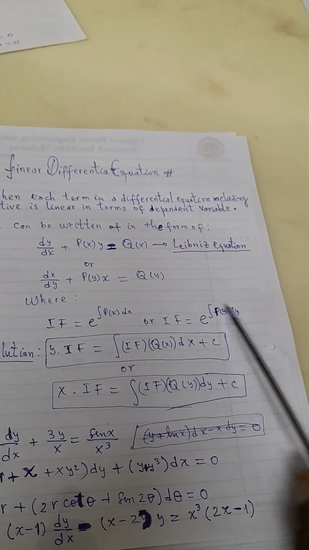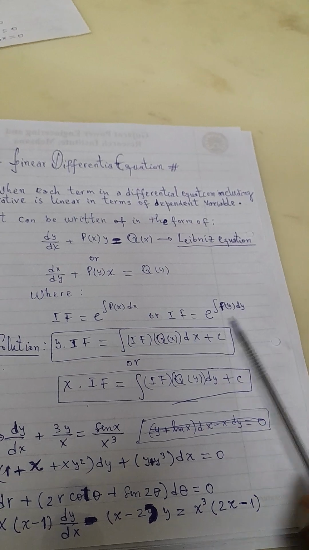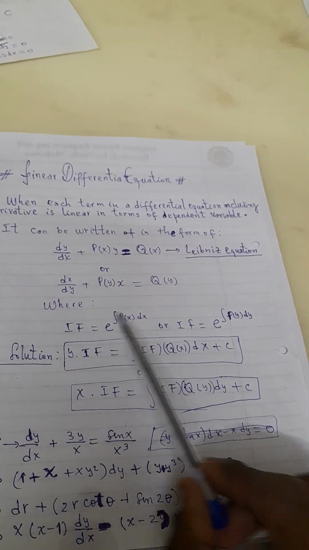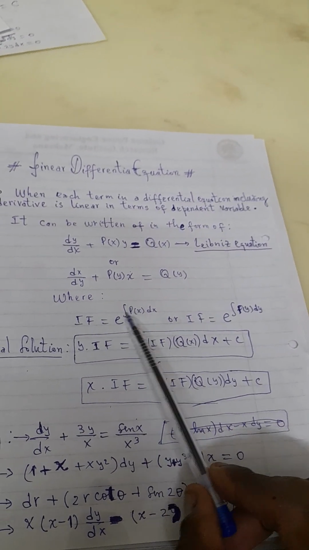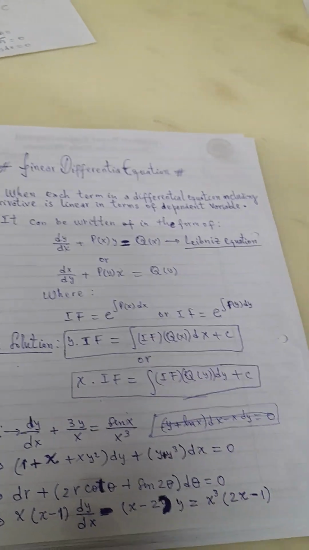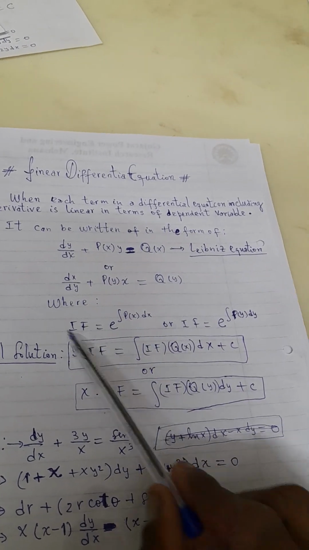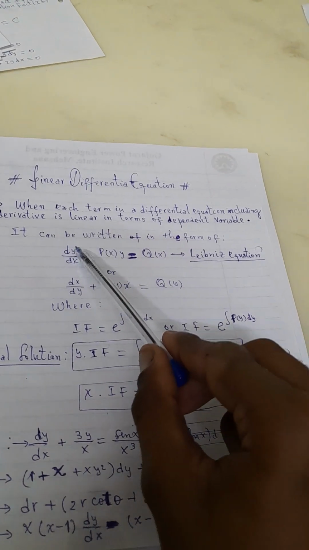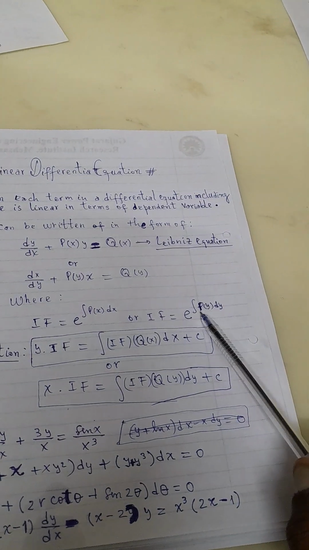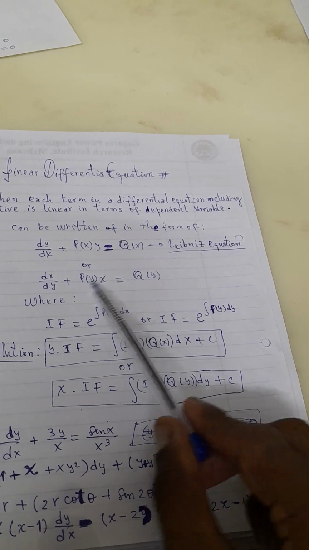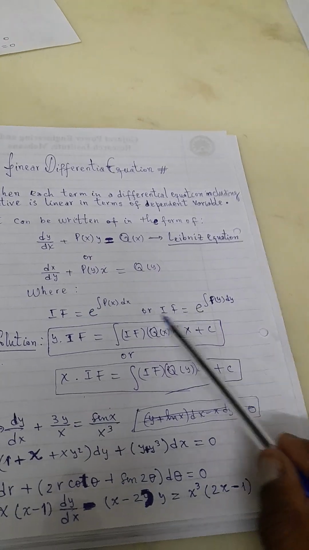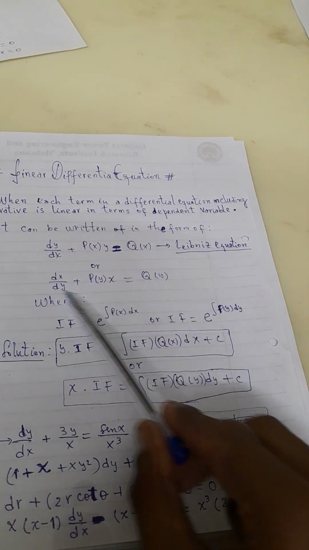Here, this is the integrating factor for dependent variable x, and here this is the integrating factor for dependent variable y. Just look at this, px with y. So this is the integrating factor for the dependent variable y. Look here, py, the dependent variable will be x. So this is the integrating factor for this dependent variable.